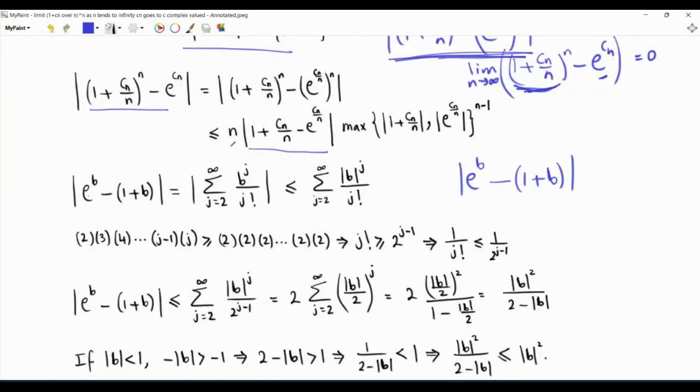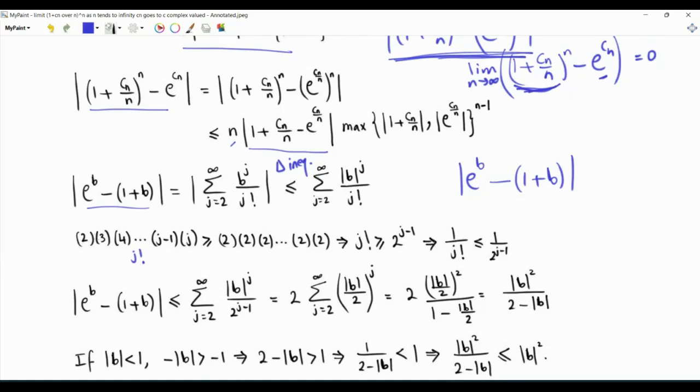Now, do the Taylor series expansion of e to the b, and basically e to the b minus 1 minus b means that this quantity has this expansion: summation j from 2 to infinity, b to the j over the factorial of j. Again, employ the triangle inequality, which means that the magnitude of the sum is less than or equal to the sum of the magnitudes. Now, the factorial of j can be written as those j minus 1 terms: 2 times 3 times 4, all the way to j.